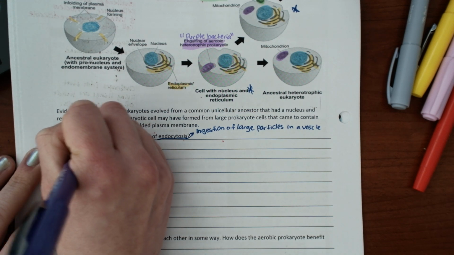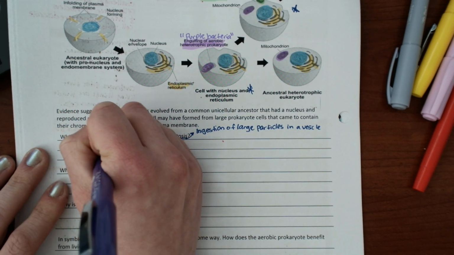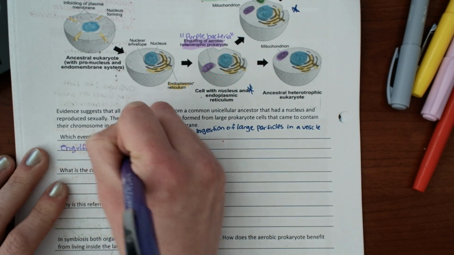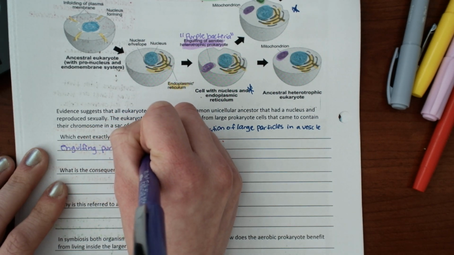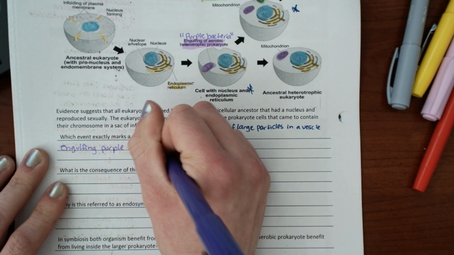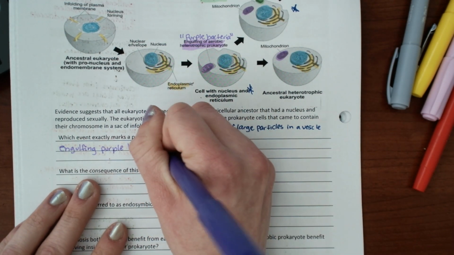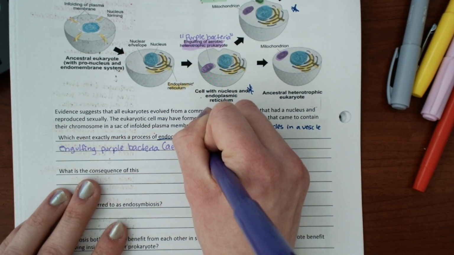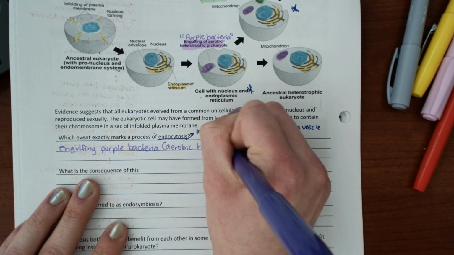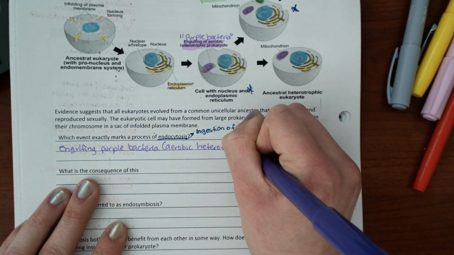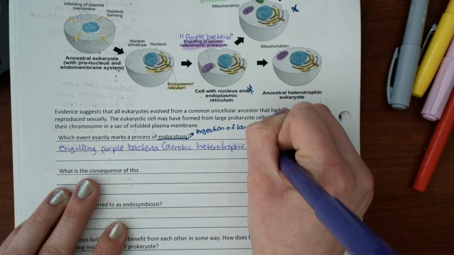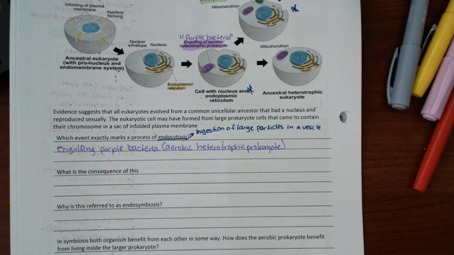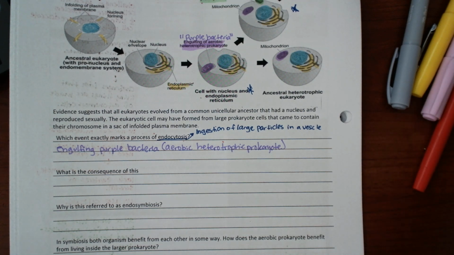And so, engulfing purple bacteria, or I'm sorry, aerobic heterotrophic prokaryote. Just a prokaryote that does cellular respiration. That's all that means. They had to make it wordy.